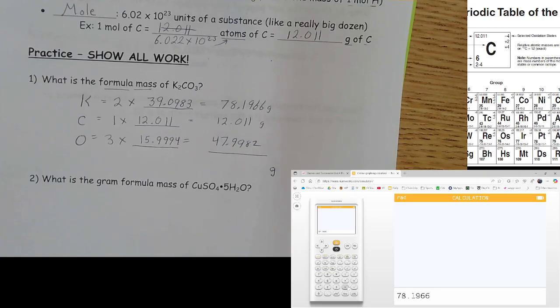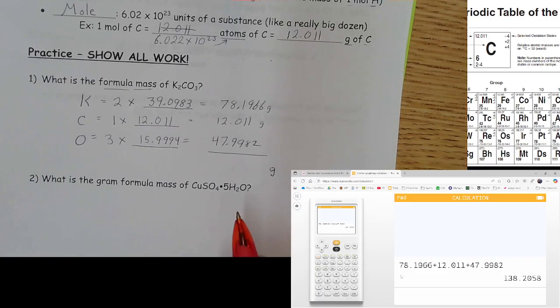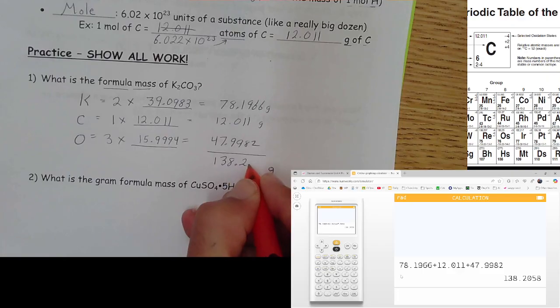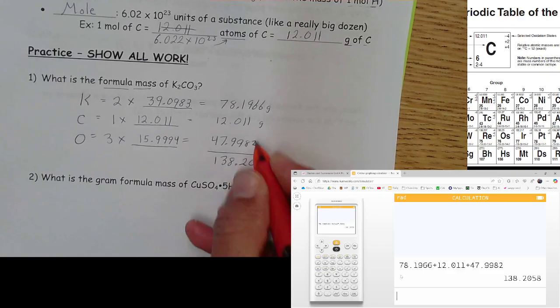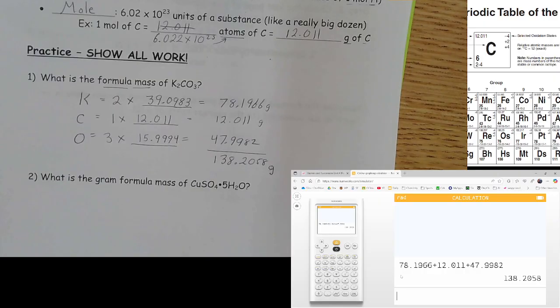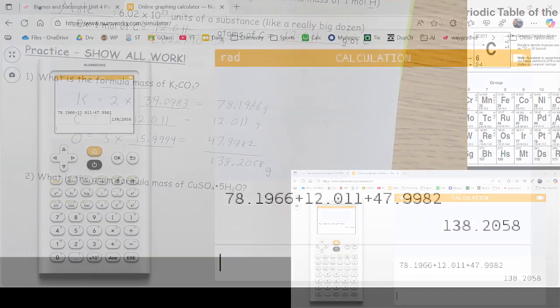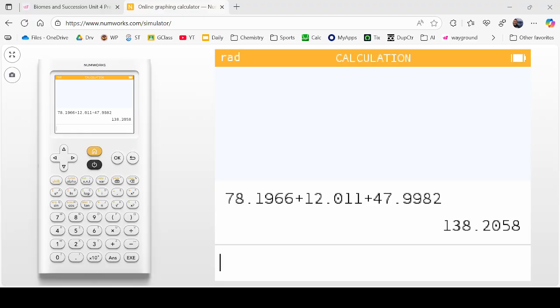And then we'll add 12.011. Yeah, there's just 1 carbon. Sorry. Plus 47.9982. So I get a gram formula mass of 138.2058. Check my math, check your math. This is where a little error could come in anywhere, and you might not know where it came from. So that's all.